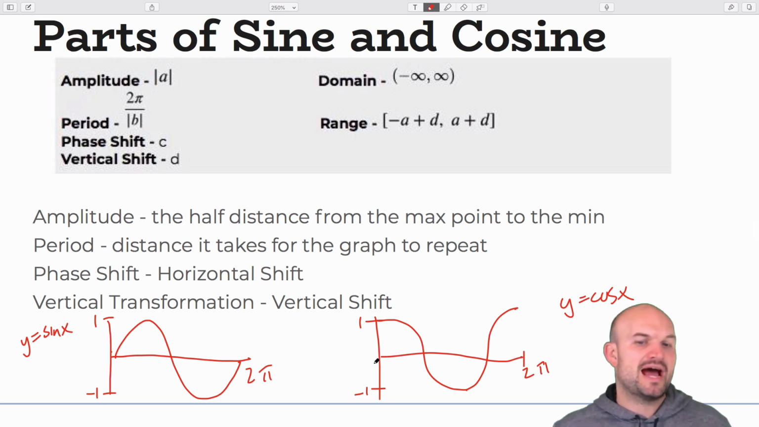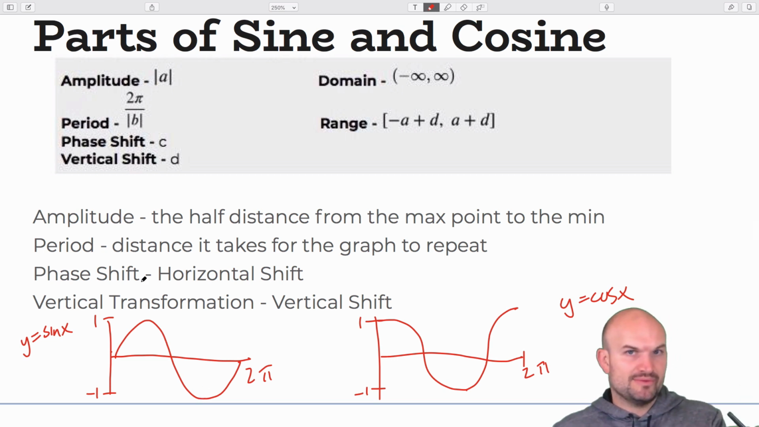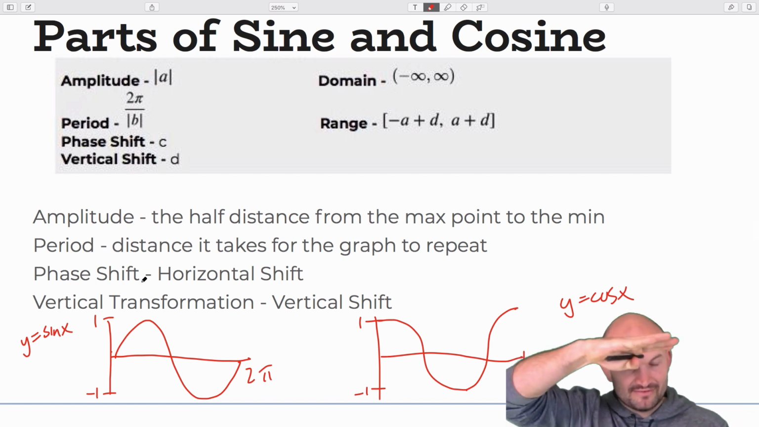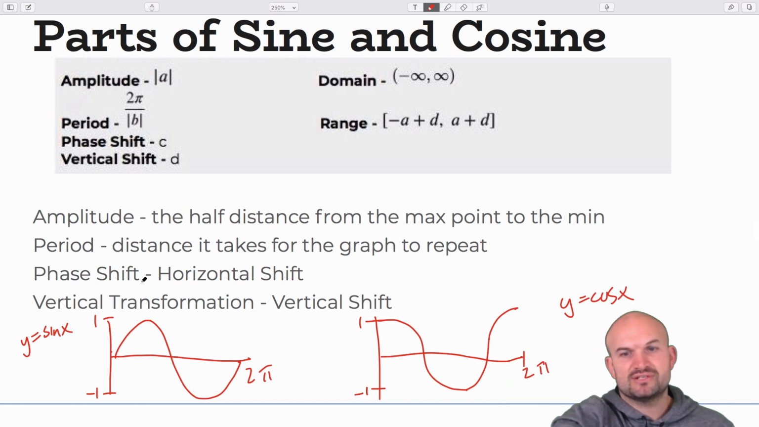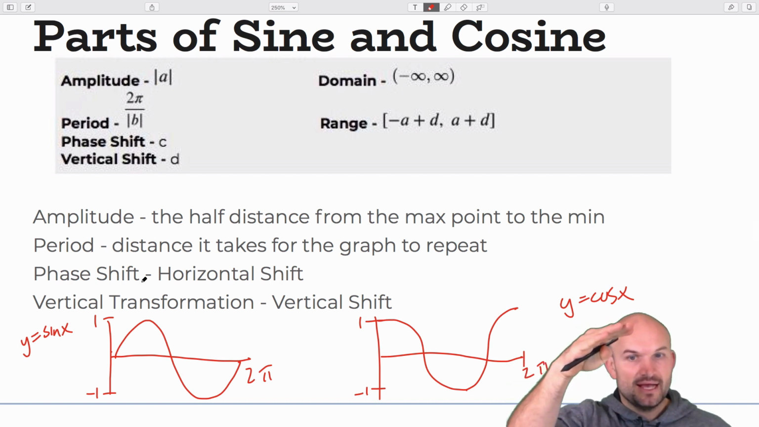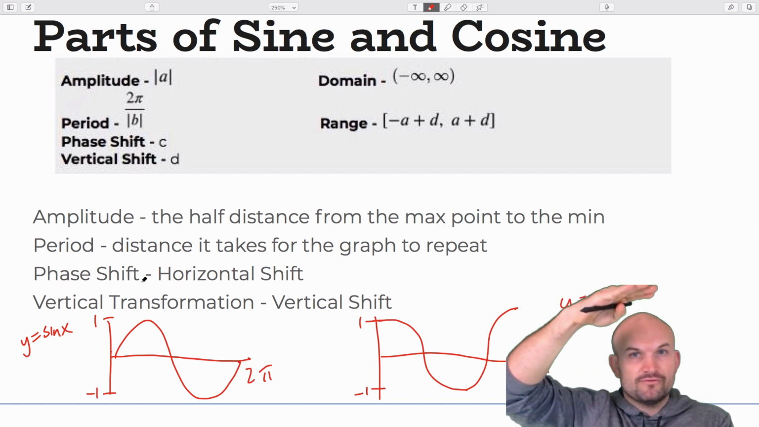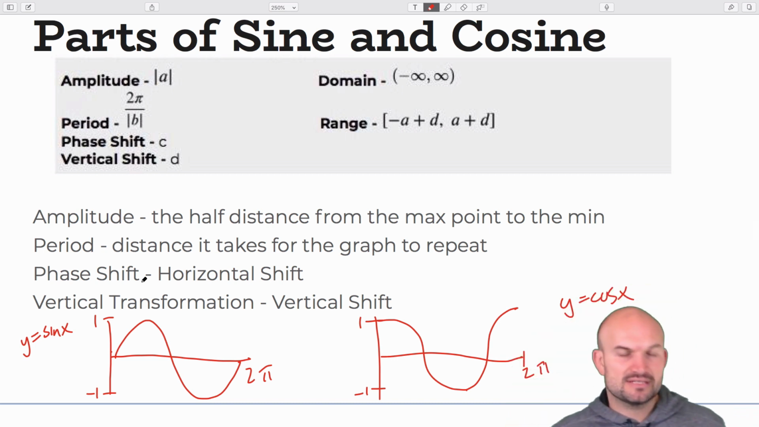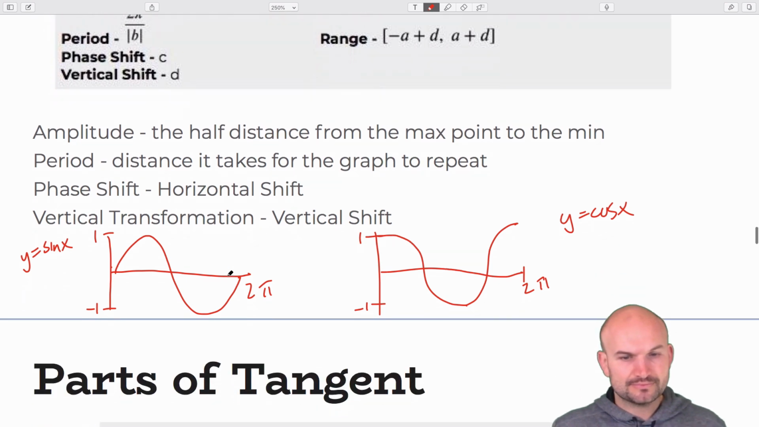Well, if I shift the graph up 1, then the lowest point, instead of being -1, is going to be 0, right? Instead of the highest point being 1, the highest point is going to be 2. So therefore, the range is basically whatever the amplitude is, so it's like -A, +A, and then either adding for your shift up or going down for a shift down. So once we get into these examples, I think it'll make a little more sense.